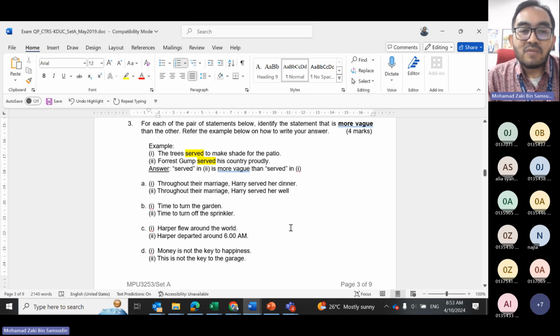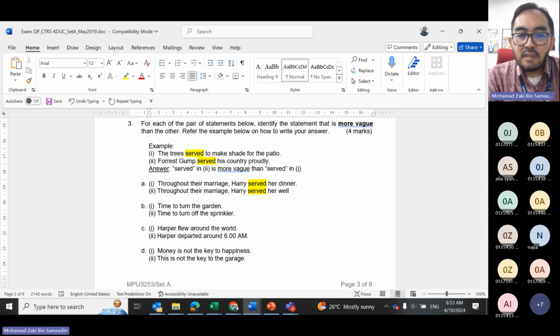And let's look into these two examples. Throughout their marriage, Harry served her dinner. And throughout their marriage, Harry served her well. So which one is more vague? Which one yang lebih tak jelas? So saya rasa jawapannya ialah pastinya this one. So ini yang tak jelas lah.